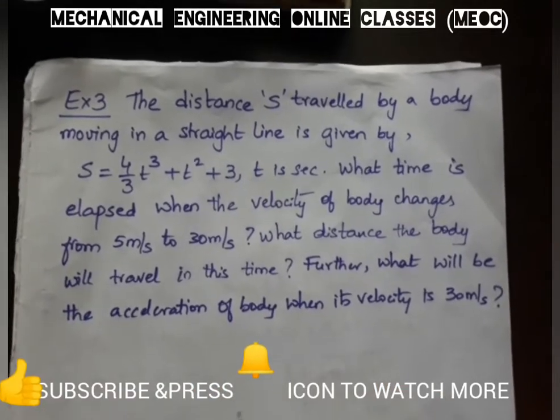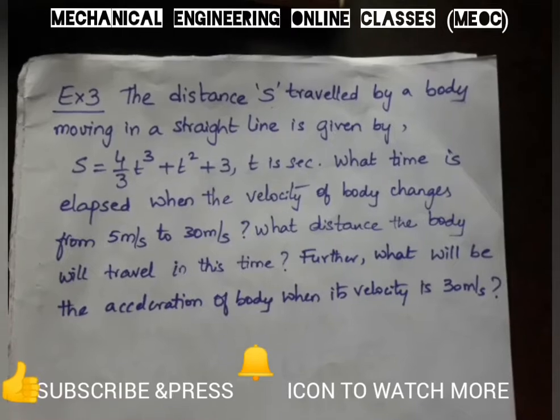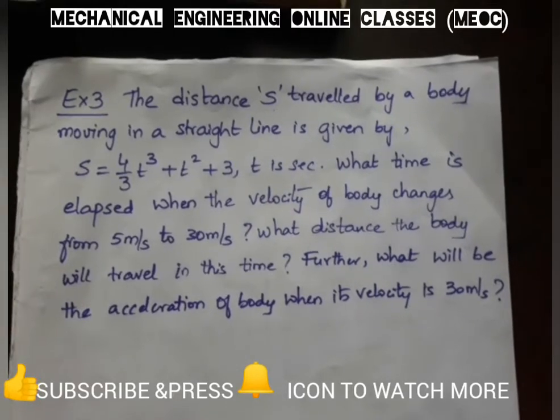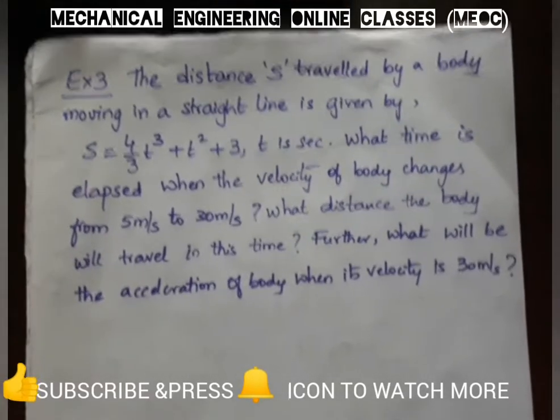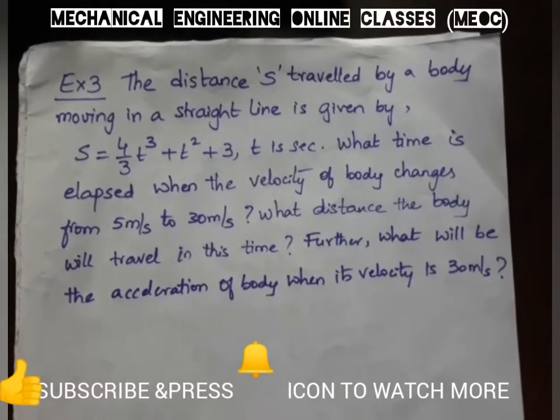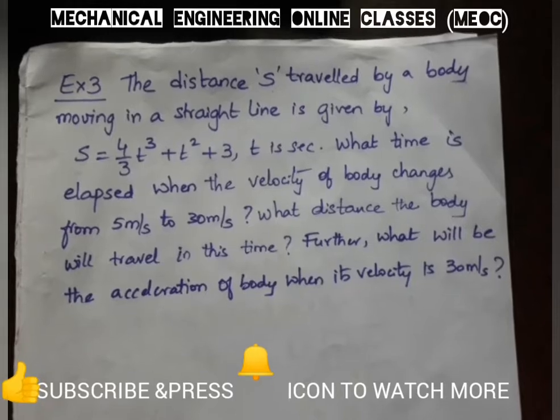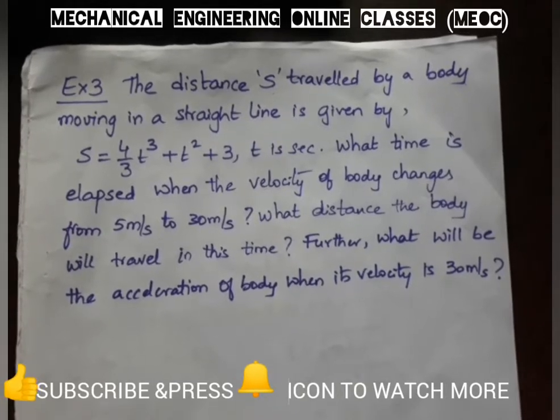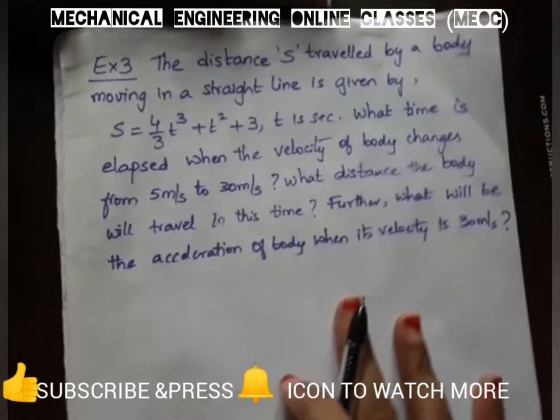The question is, what time is elapsed when the velocity of the body changes from 5 meter per second to 30 meter per second? And what distance the body will travel in this time is another question. And what will be the acceleration of the body when its velocity is 30 meter per second is the third question. Let us start solving the problem.